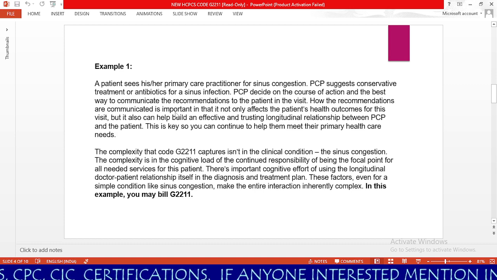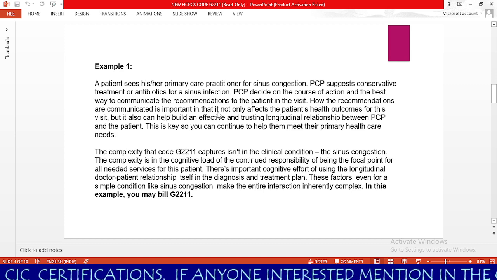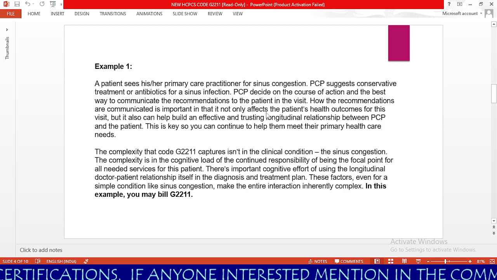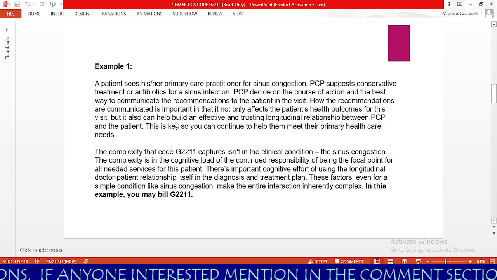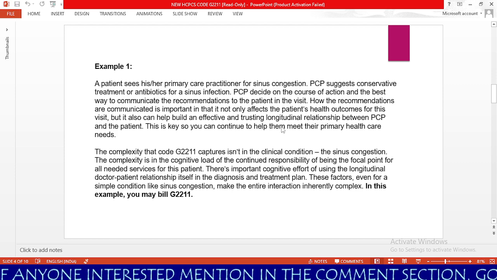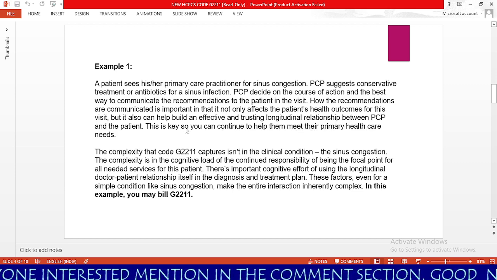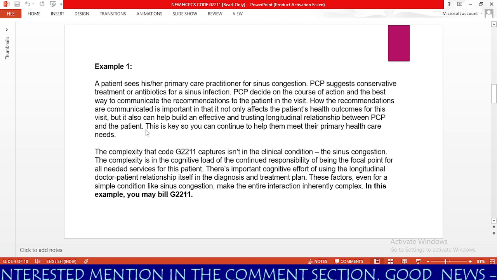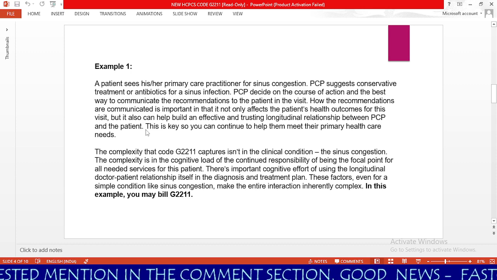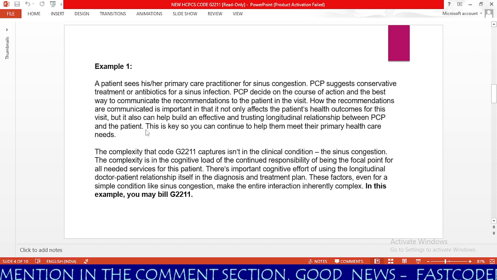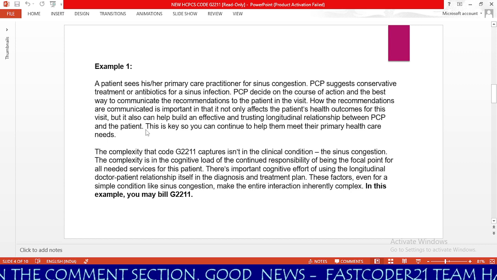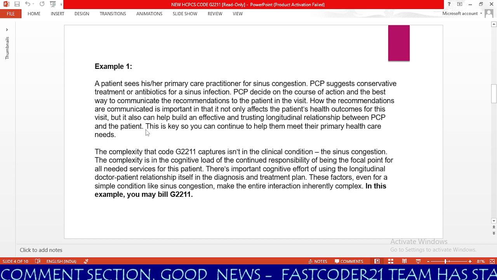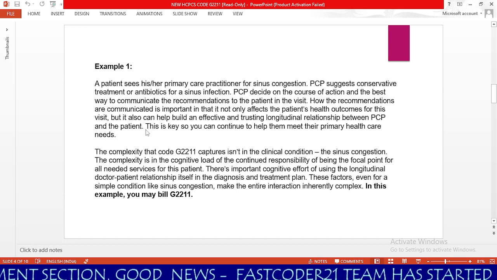However, how the recommendations are communicated is important, in that it not only affects the patient's health outcomes for this visit, but it can also help build an effective and trusting longitudinal relationship between the PCP and the patient. So basically in this visit, the PCP is going to provide conservative treatment along with emotional support to the patient, where the physician is going to have a longitudinal relationship with the patient.